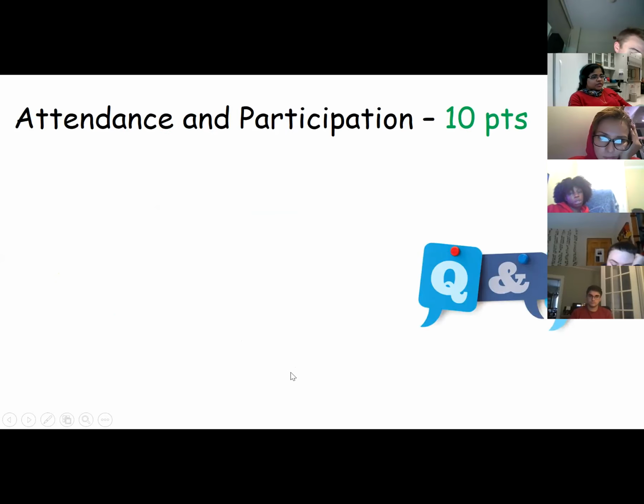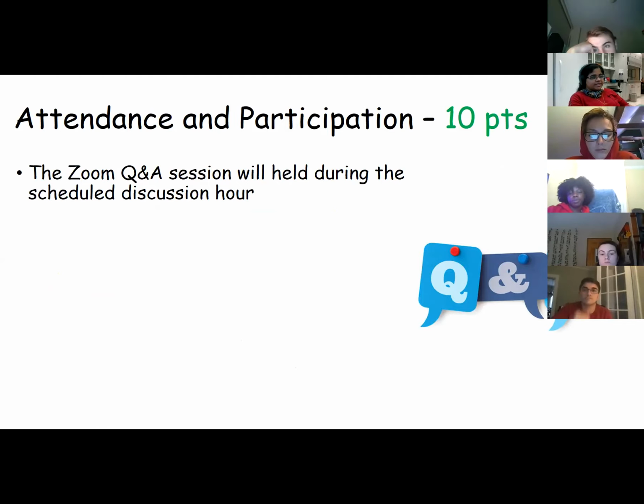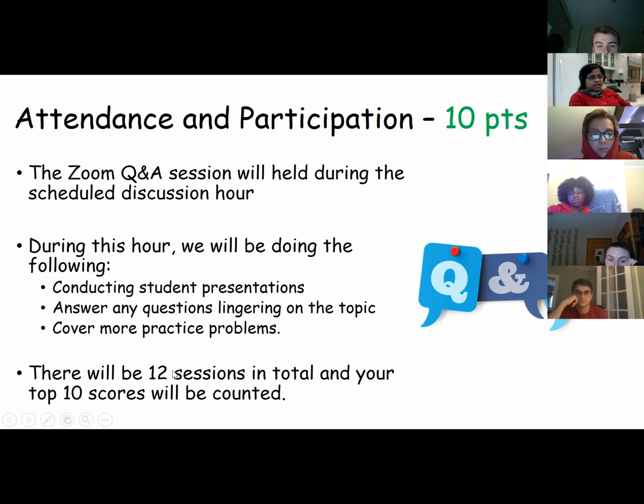Attendance and participation. So if we stick to this plan that we have, the way I'm going to be running these sessions will be as a Q&A. So we're going to go through some problems and the student presentations that we need to do and cover anything else that anyone needs. And again, 12 sessions in total. You're allowed to miss up to 2 because I'll be counting 10 scores tops, okay?